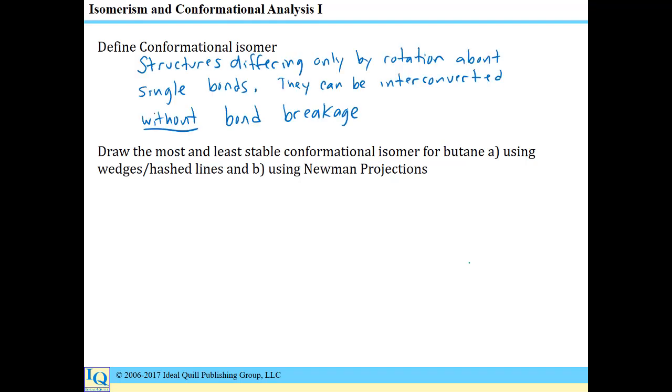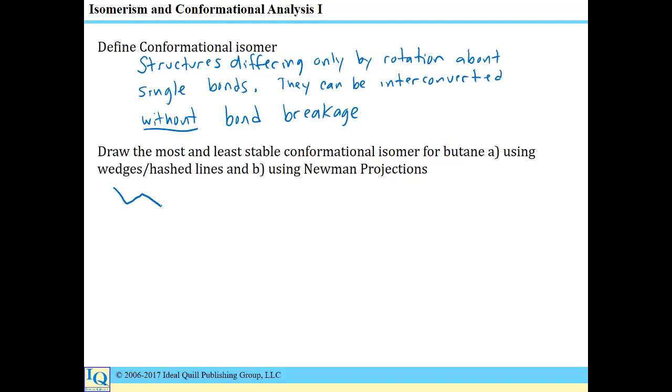In our next example, we're first asked to define the term conformational isomer. A compact definition would be structures differing only by rotation about single bonds, and which can be interconverted without bond breakage. The next part of this problem is for us to draw the most and least stable conformational isomers for butane. So first we figure out what butane is.